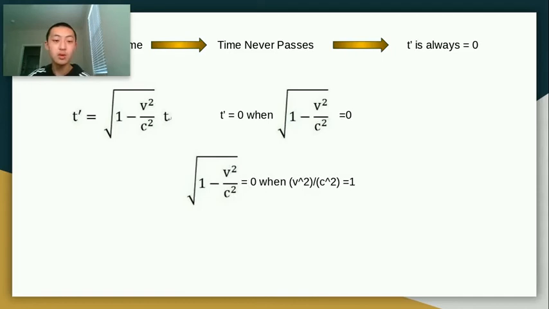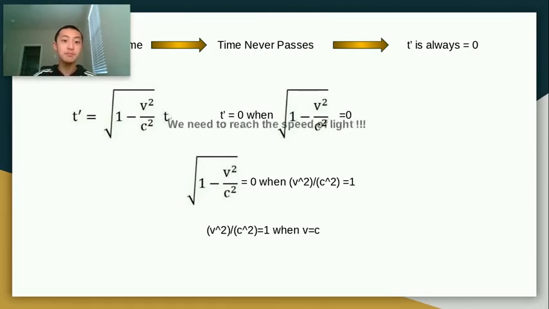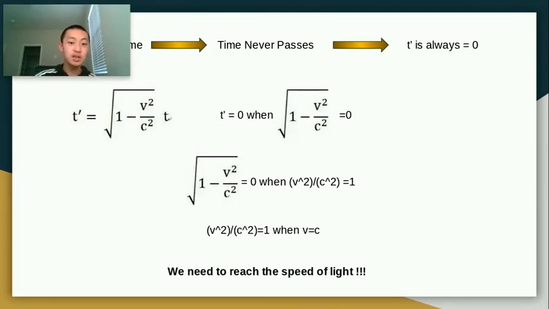And if we want to make the root of 1 minus V squared divided by C squared equal to 0, we need to make V squared divided by C squared equal to 1, for 1 minus 1 is 0. And furthermore, if we want that to be 1, we need to let V become C. We know that C is the speed of light and V is the speed of the spaceship, so that means if we want to stop time, we need to reach the speed of light.